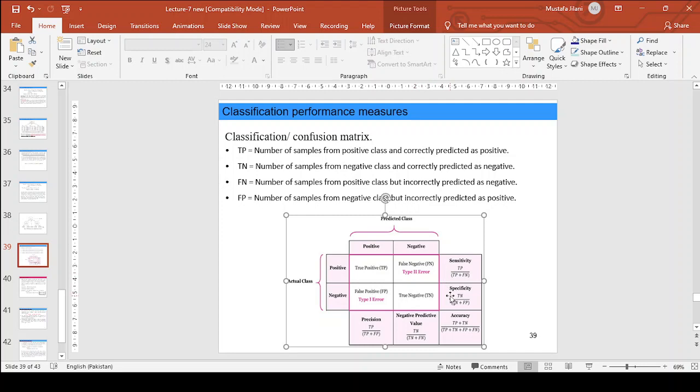Sensitivity, specificity and accuracy are the very common measures used to judge whether a classification model is working well or not. Higher sensitivity, higher specificity and higher accuracy, all these three are indicators that your model is good. Accuracy is basically the sum of the diagonal elements, true positive plus true negative, divided by the sum of all four values: true positive, true negative, false positive, false negative.